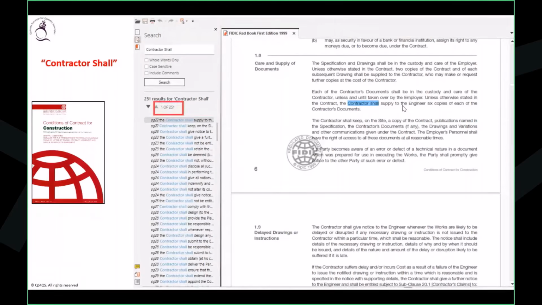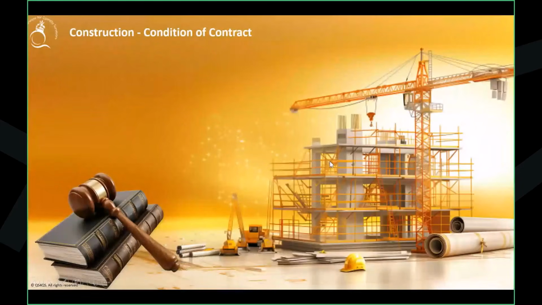Your obligation is the employer's right. Vice versa, you have to do "Engineer shall" and "Employer shall". You will get a good idea about the entire contract, what the parties' rights and obligations are. It is very basic to start your learning. Then we will discuss the conditions of contract which we are using in the construction industry.